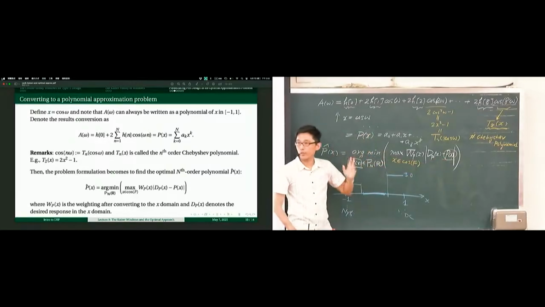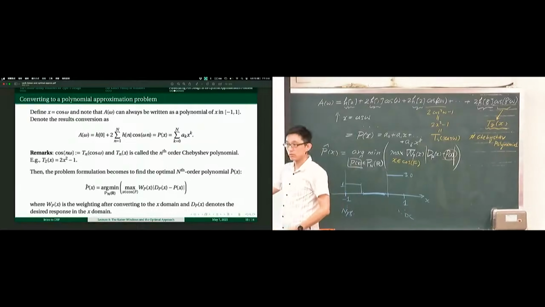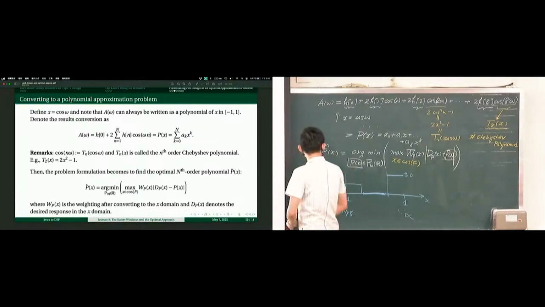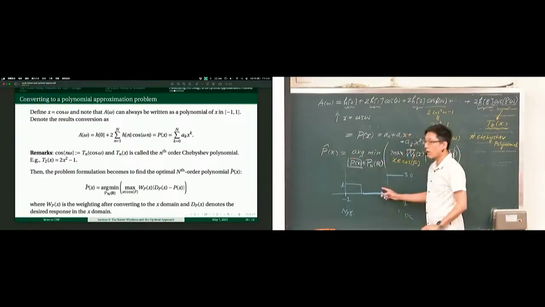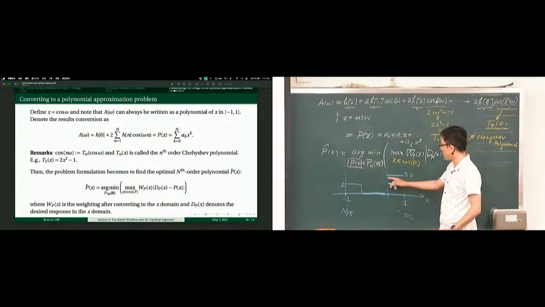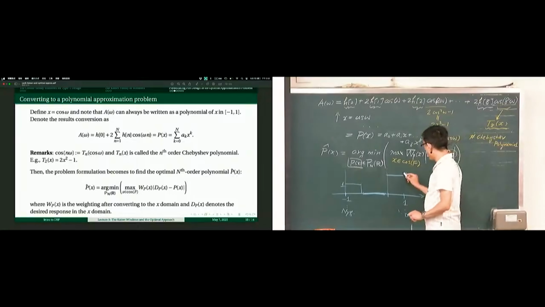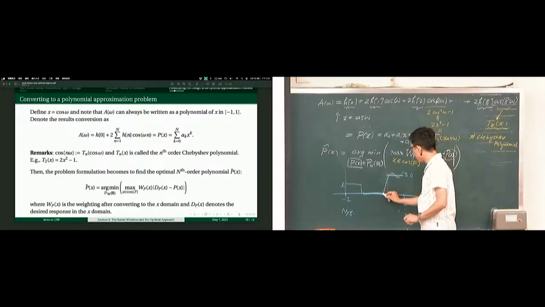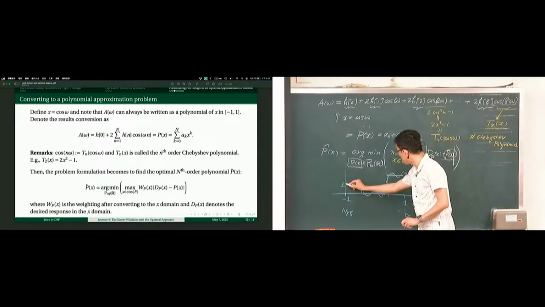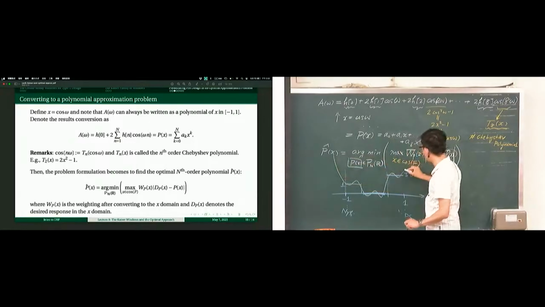What's the argument? The argument now becomes a polynomial. So basically, we are going to find an nth order polynomial which best fits this target function. Let me repeat that. Now our job is to find a polynomial, seriously a polynomial, which best fits your target function. So your polynomial may look like something like that. That's your polynomial. Maybe something like that, a polynomial.